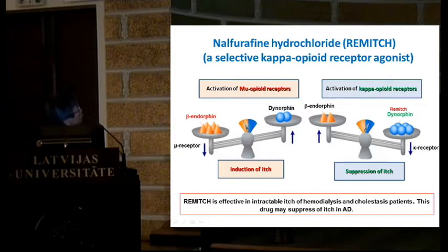Activation of mu opioid receptors induces itch. On the other hand, activation of kappa opioid receptors induces the suppression of itch. This drug, Remitch, is effective for intractable itch in hemodialysis patients and cholestasis patients. This drug may suppress itch in atopic dermatitis.